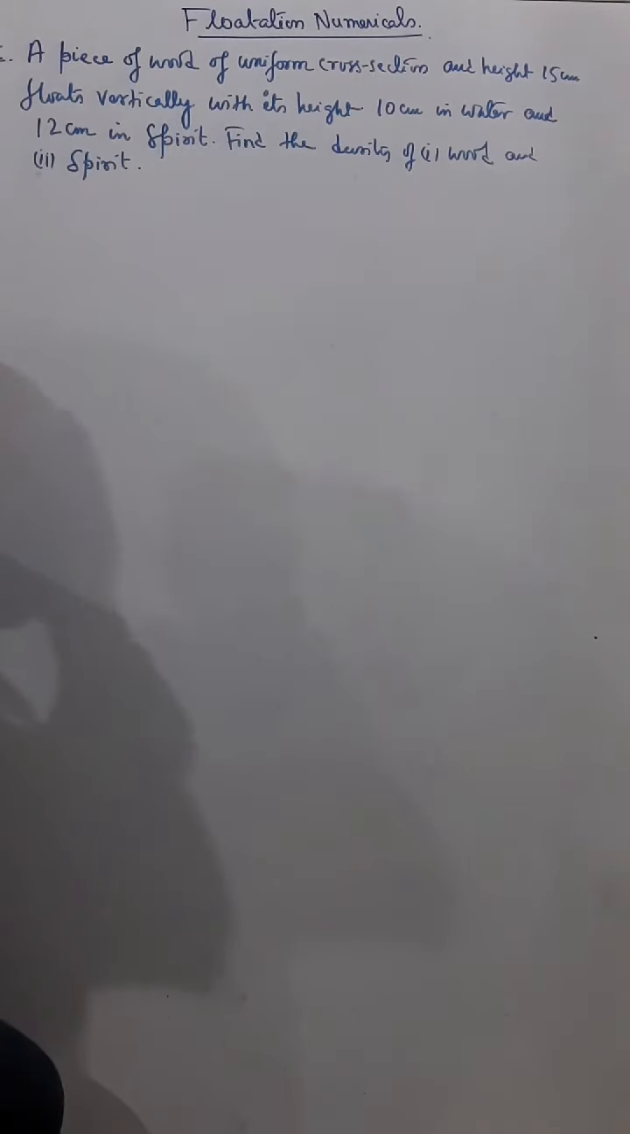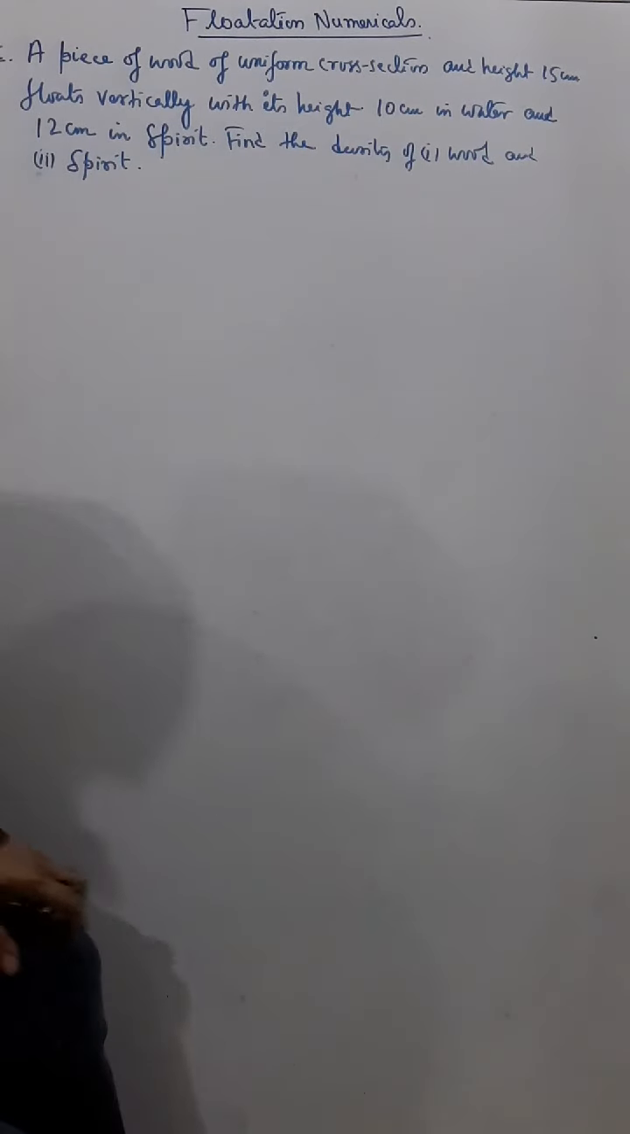Now, in this sum, a piece of wood of uniform cross section and height 15 centimeter floats vertically with its height 10 centimeter in water and 12 centimeter in spirit. So there are two different situations. Find the density of wood and density of spirit.